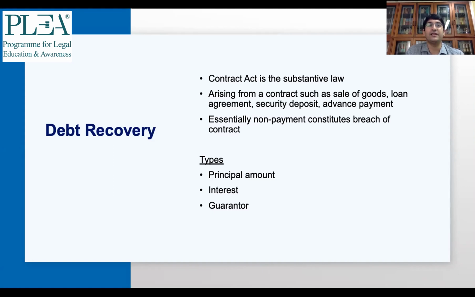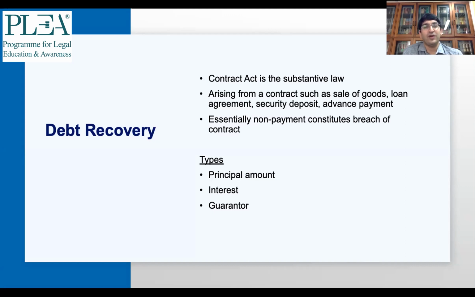Again, when it comes to debt, there are 2 or 3 types that we should keep in mind. First, of course, is the principal amount. If a bank has given a loan, that loan amount would be recovered. Or if there is a sale of goods, then the consideration amount would be the principal amount that should be recovered. Then you also have the concept of interest. The whole idea behind interest is that over a period of time, on account of inflation, the value of that consideration goes down. Suppose I give a loan of 1 crore today, and I receive the same 1 crore after 5 years, on account of inflation the value of that 1 crore is not the same as it was 5 years ago.